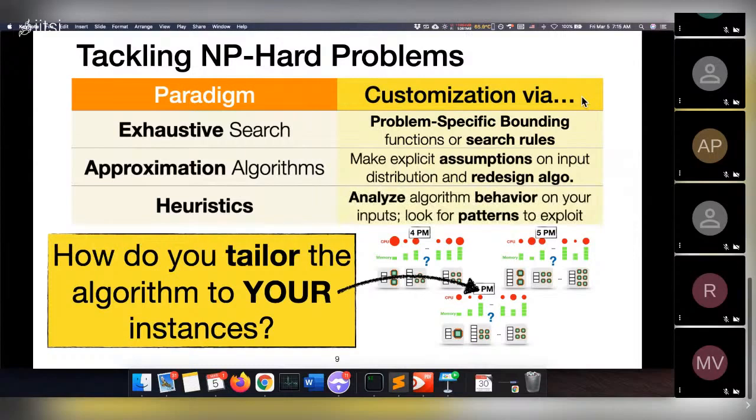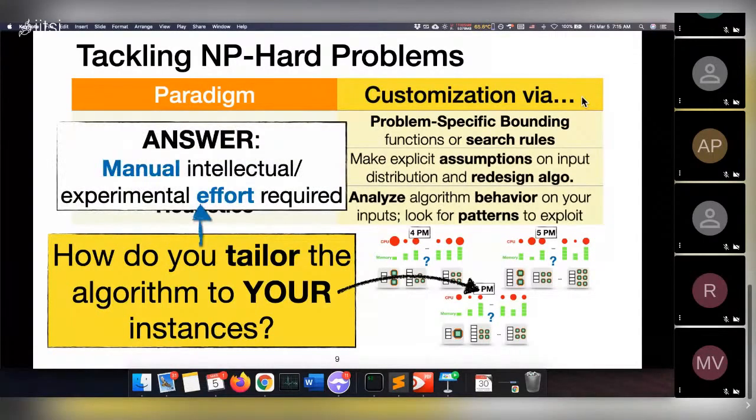Last, for heuristics, what we typically do, and I would argue this is the most common approach, is you have a bunch of instances in your application or domain, and you keep running this algorithm and tweaking stuff with it, and you look for patterns. You notice that some parameter slows things down, so you switch it off or something like that. But in all of these cases, you need quite a bit of manual, intellectual, or experimental effort, and most of the time you need a combination of the two. So this is not very highly desirable. You need quite a high level of skill to be able to do this tailoring process.